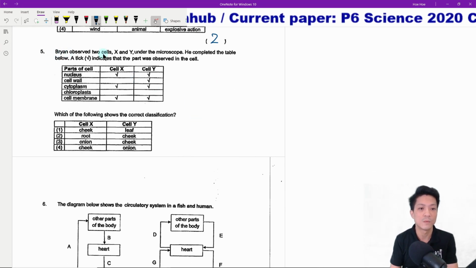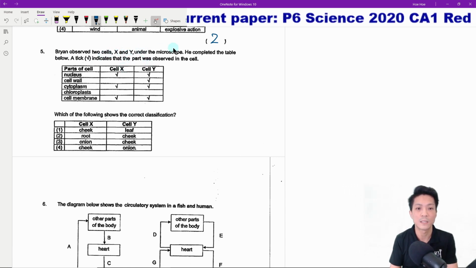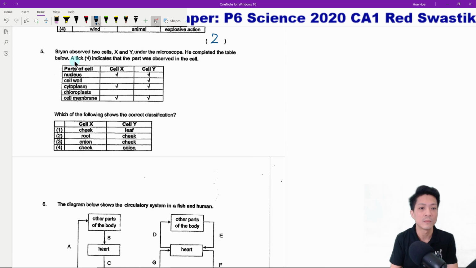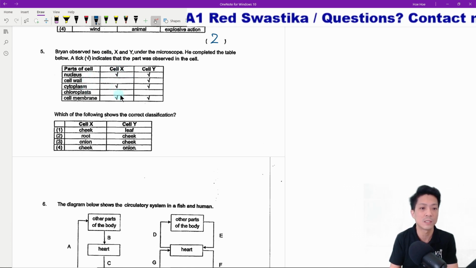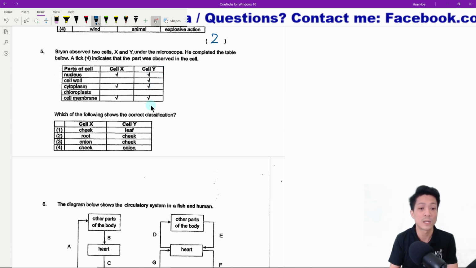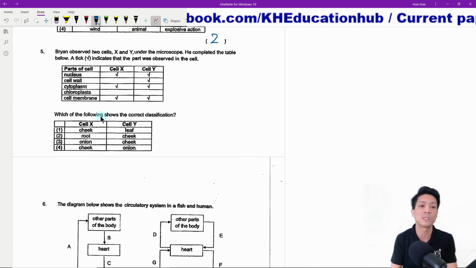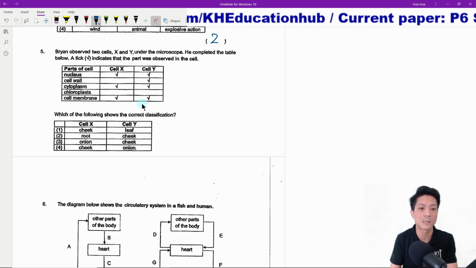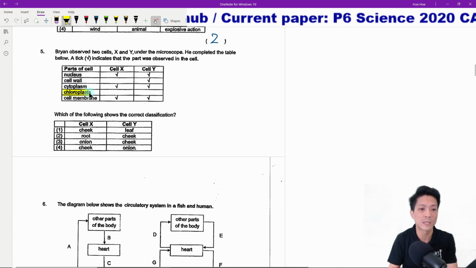Question 5. Brian observed 2 cells, X and Y, under the microscope. He completed the table below. A tick indicates that the part was observed in the cell. So cell X will have nucleus, cytoplasm, and also cell membrane. Cell Y will have nucleus, cell wall, cytoplasm, and also cell membrane. Which of the following shows the correct classification? So for cell X, it is probably an animal cell. For cell Y, probably a plant cell. Okay, but notice that for both of them, the chloroplast is absent.